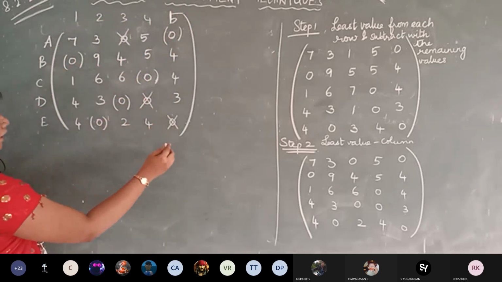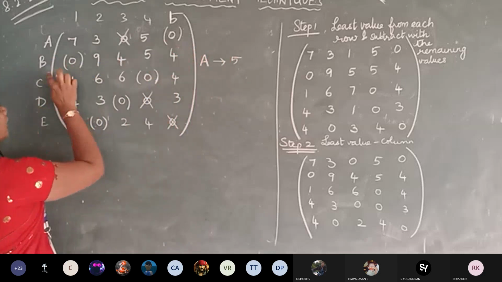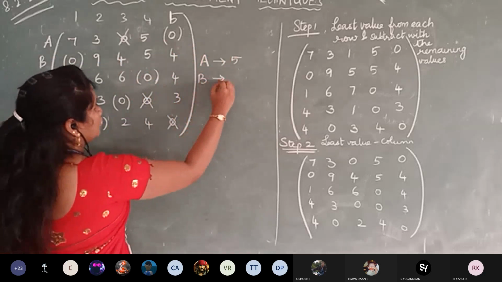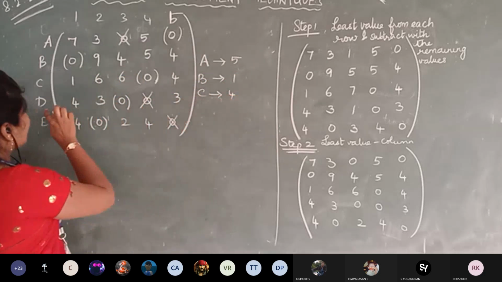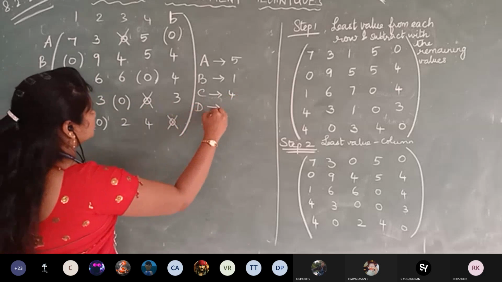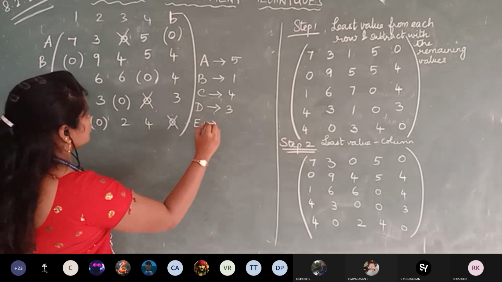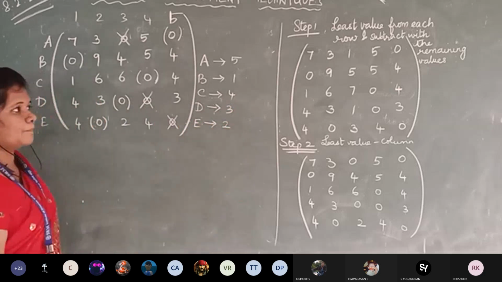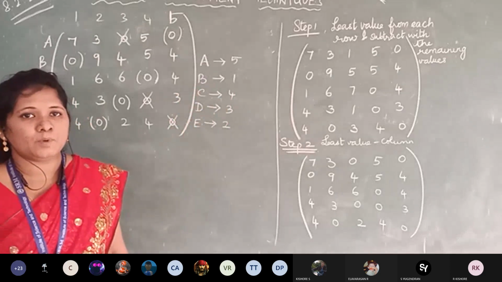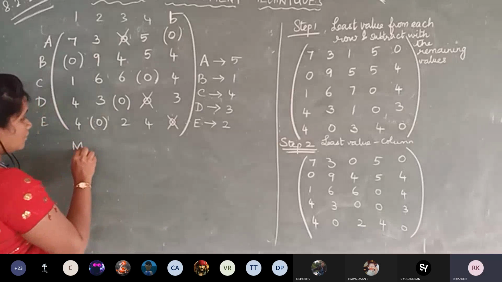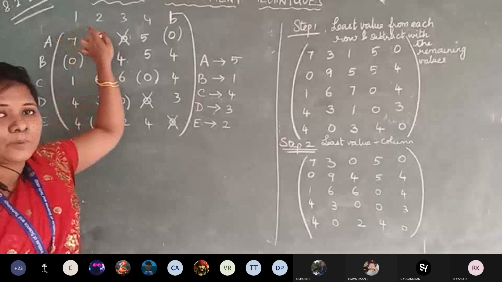Now your A person is assigned to which job? Fifth job. And your B person is assigned to your first job. C person is assigned to fourth job. D person is assigned to his third job. And your E person is assigned to your second. So this is how you assign it. Then you have to find out your minimum cost. Your jobs 1, 2, 3, 4, 5.